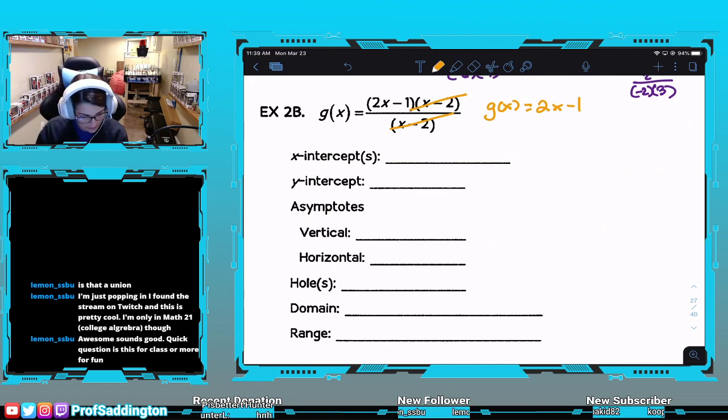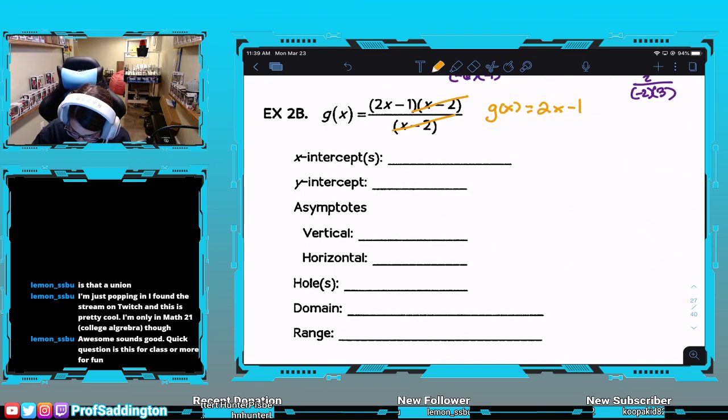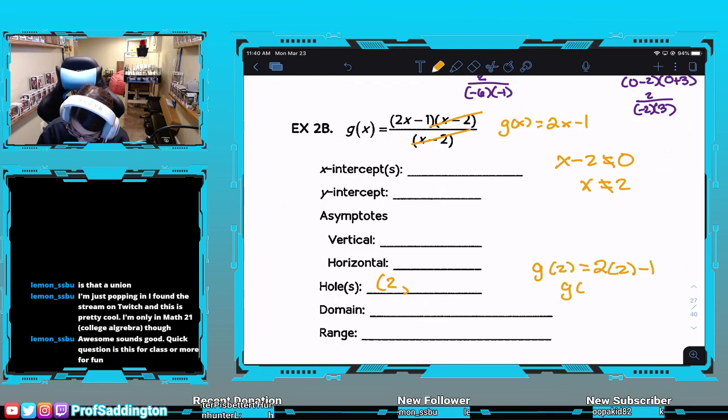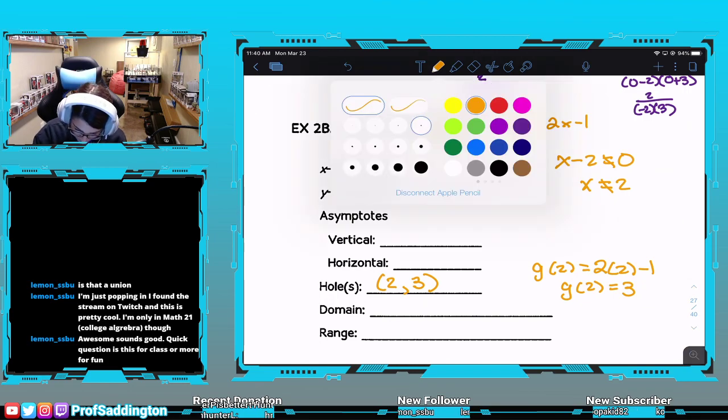So, the hole. If we know x minus 2 cannot equal 0, that means x cannot equal 2. So for my hole, that's going to be the x value in it. And then you might be thinking, all right, well, what's the output going to be? Well, if this is a line, we just plug and chug. So we have g of 2 equals 2 times 2 minus 1. So g of 2 equals 3. So there's going to be a hole at the point 2, 3.